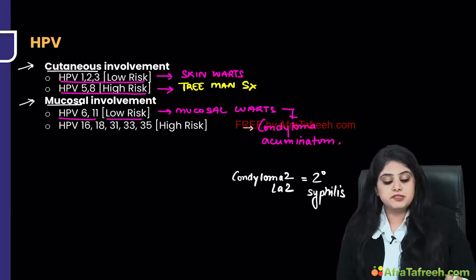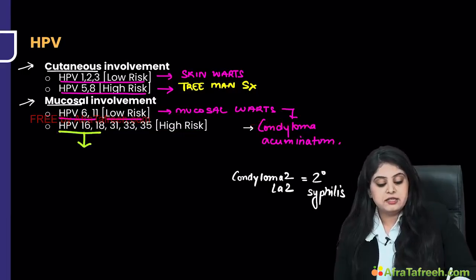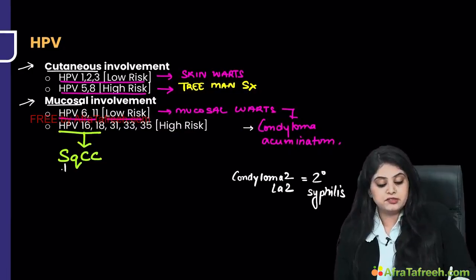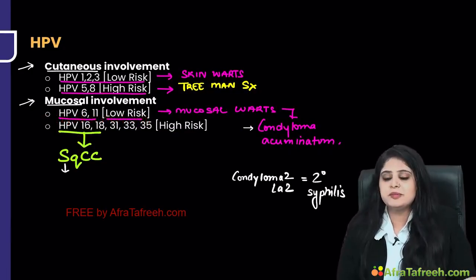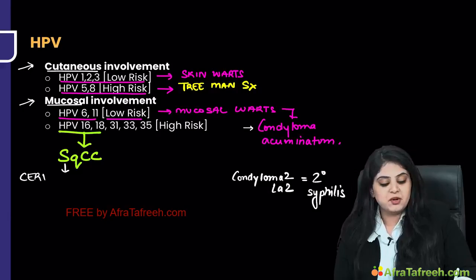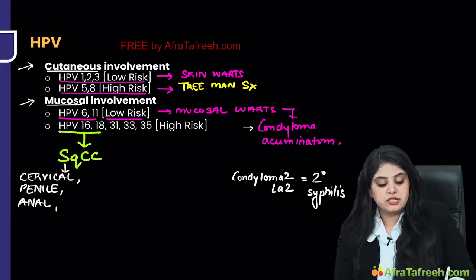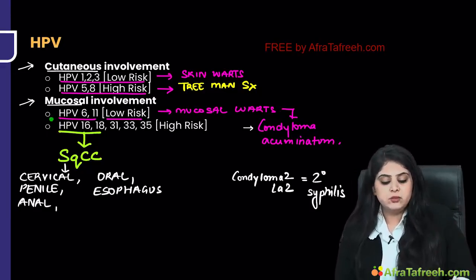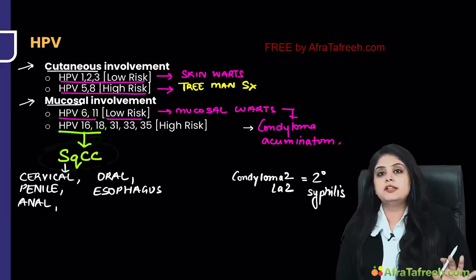But look at the bigger numbers, 16, 18, 31, 33, 35, especially 16, 18. They cause squamous cell carcinoma. That is why they are high risk, and they cause squamous cell carcinoma where? Ma'am, where there is squamous epithelium. Squamous epithelium is present in the cervix, the penile region, the anal canal region, the oral cavity, and the esophagus. All of these are places where squamous epithelium is present. So wherever squamous epithelium is there, human papilloma virus will cause squamous cell carcinoma.